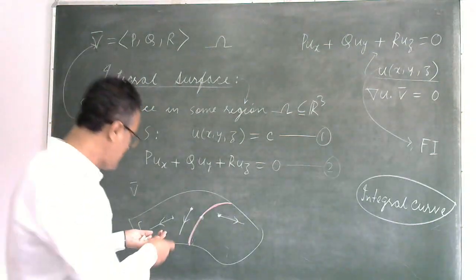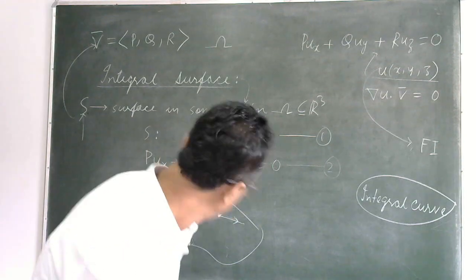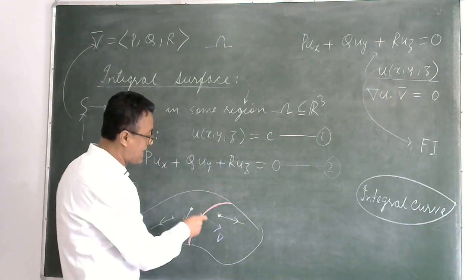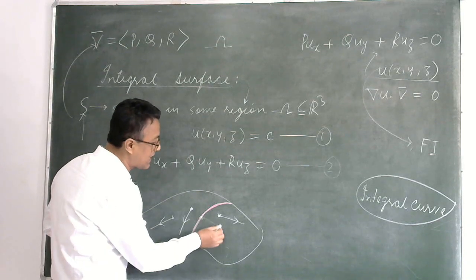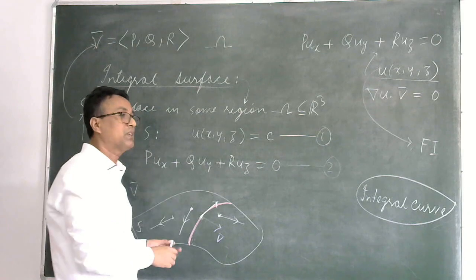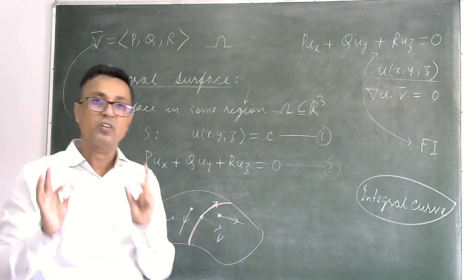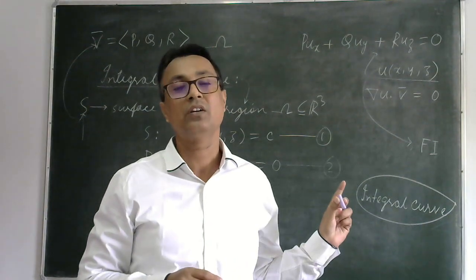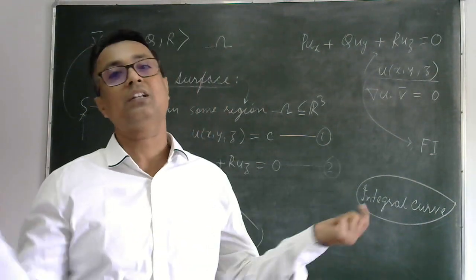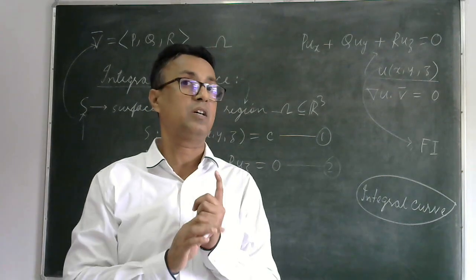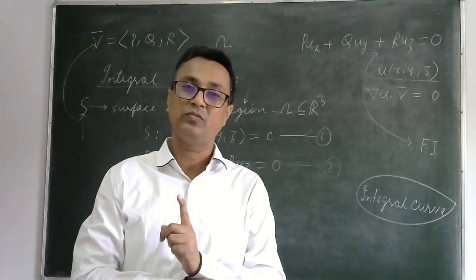But that doesn't mean that, suppose this is v bar at that particular point, that this v bar has to be along the direction of the curve at that point. Are you getting my point? Because this concept is going to be important later on. Because you may be thinking that any curve you draw in the integral surface is going to be an integral curve. No. Is it clear now?